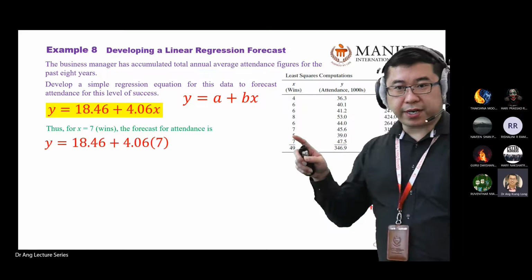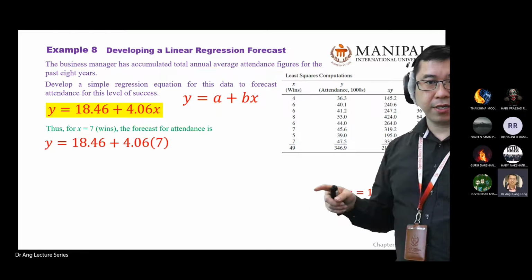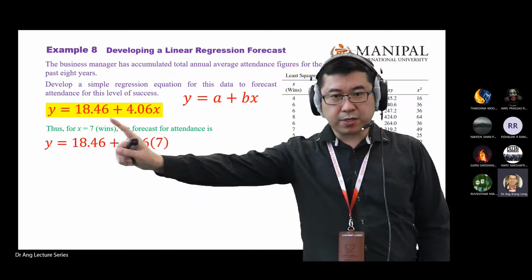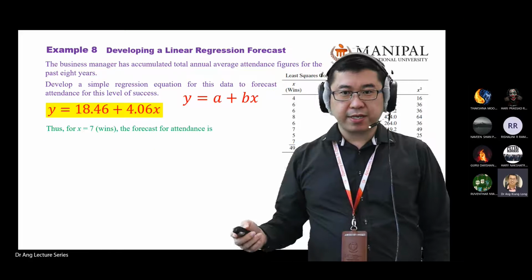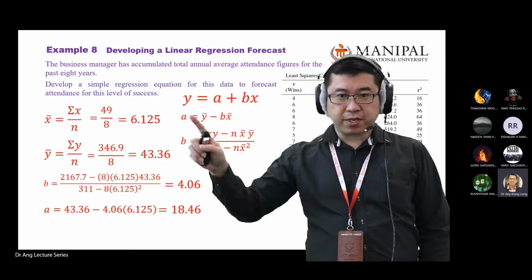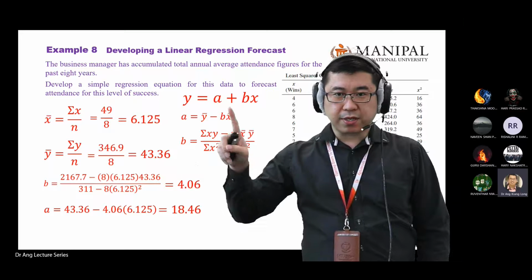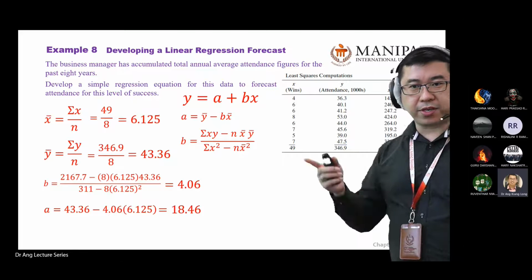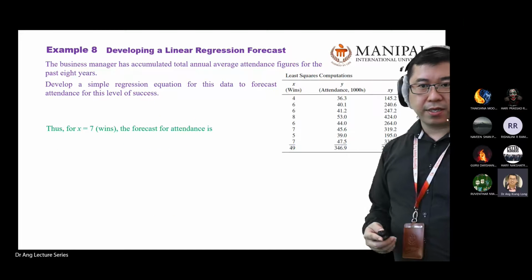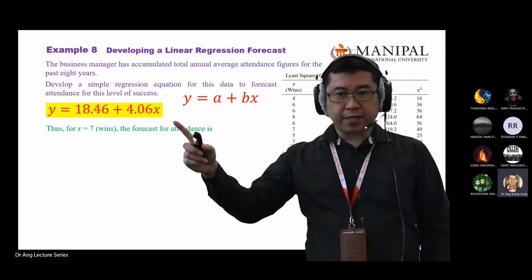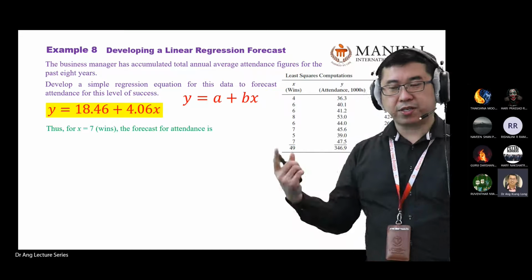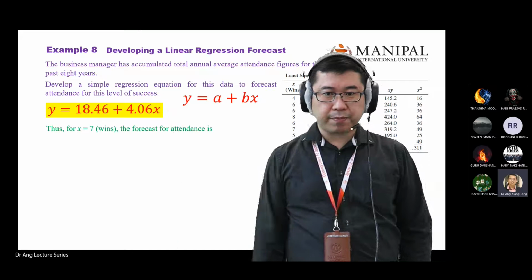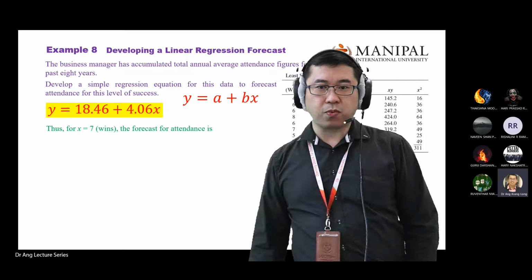So you want to find the next number, right? The next year, the forecast attendance for 7 wins. In this one it is 7 wins because the x is the number of wins. In your equation just now, the x-axis is your number of wins. Now it's not number of years, but it's number of wins here. So the coach already estimates next year they can win 7 games. So you substitute x over here to forecast the total attendance for your y.